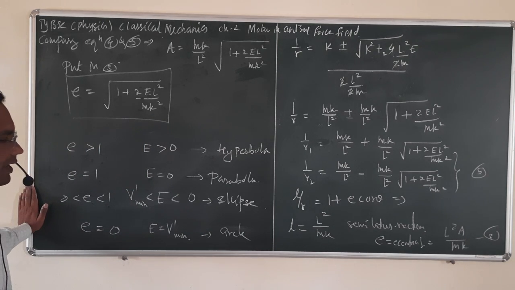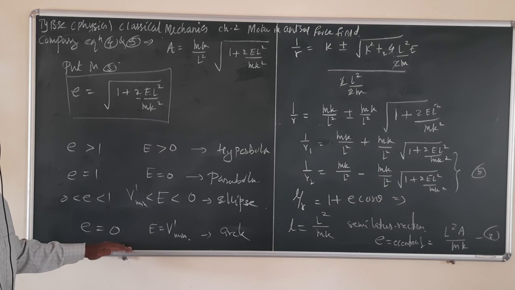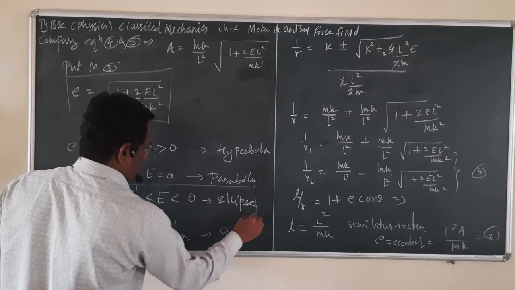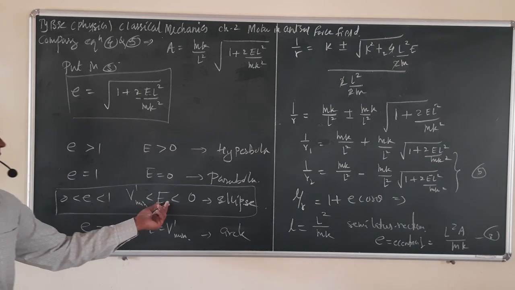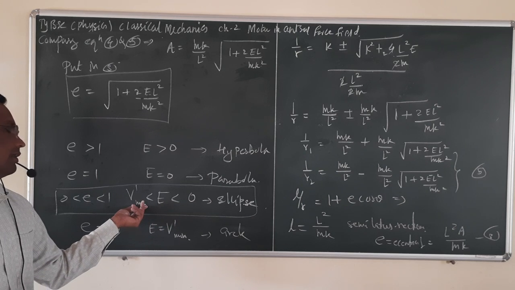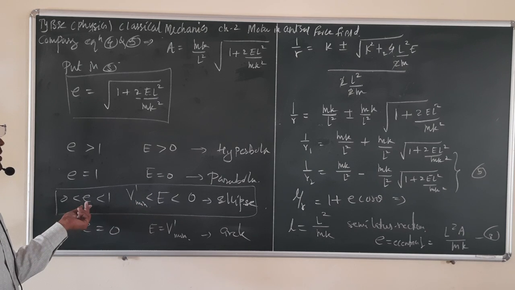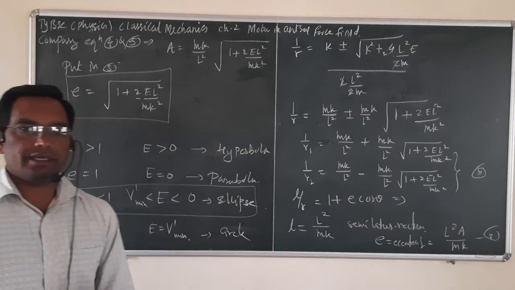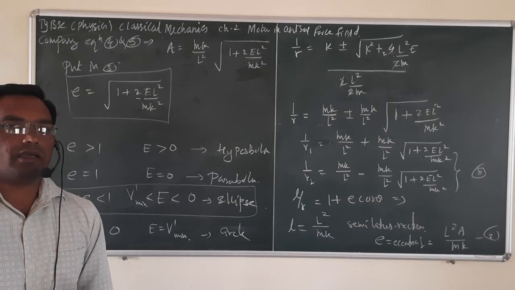So we already studied different shapes of orbit in general features of motion. For planetary motion, this is the case. For a planet moving around the sun, energy is negative but greater than V prime minimum, which is the minimum effective potential energy. That's why eccentricity is greater than 0 but less than 1, and we have an elliptical orbit. So in other words, we can say for planetary motion, every planet moves around the sun in an elliptical orbit.